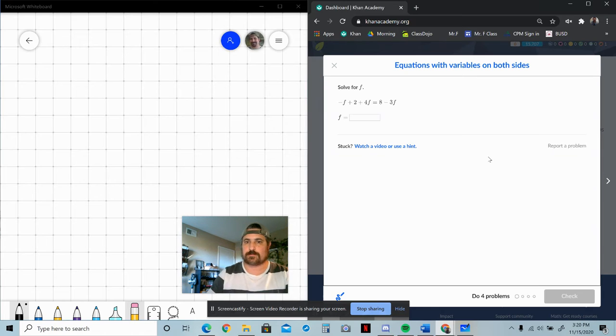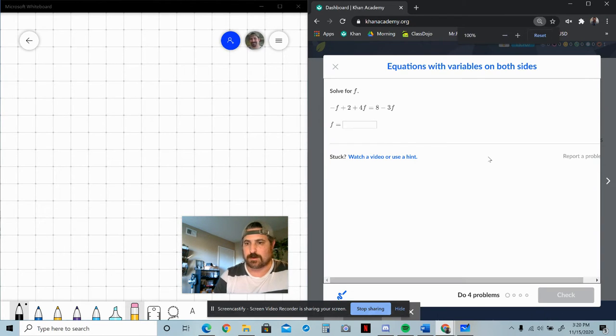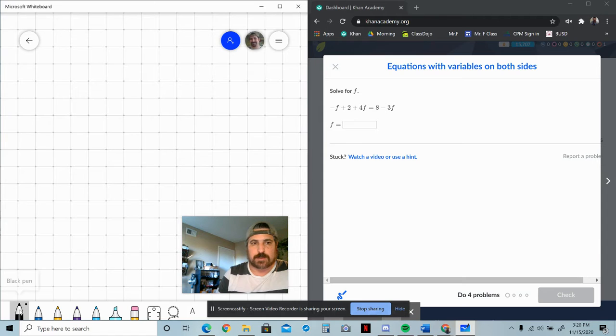Let's go. So here's the first problem, let's see if I can zoom in so we have an easier time seeing things. Let's just do this. So this is going to be negative f plus 2 plus 4f, and then it's equal to 8 minus 3f.